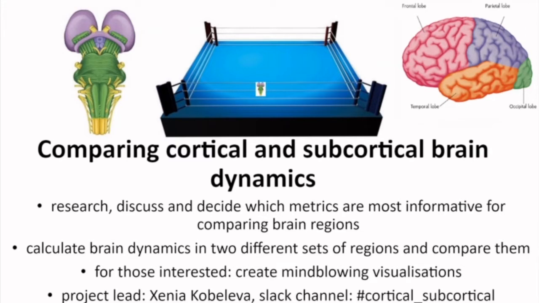I would like to research, discuss, and decide which metrics might be most informative for comparing two brain regions, and then calculate brain dynamics using two different sets of regions and compare them. So it's partly researching how to compare those regions, and then also figuring out which toolbox might be able to do this. It's a kind of intersection between neuroimaging and computational neuroscience. And those who are interested could also create mind-blowing visualizations as well.